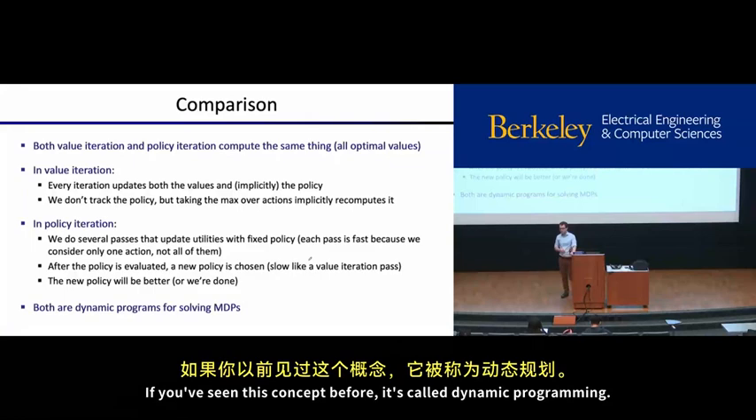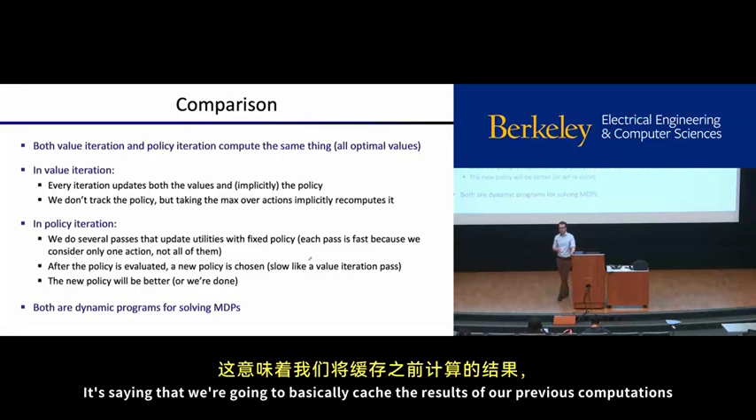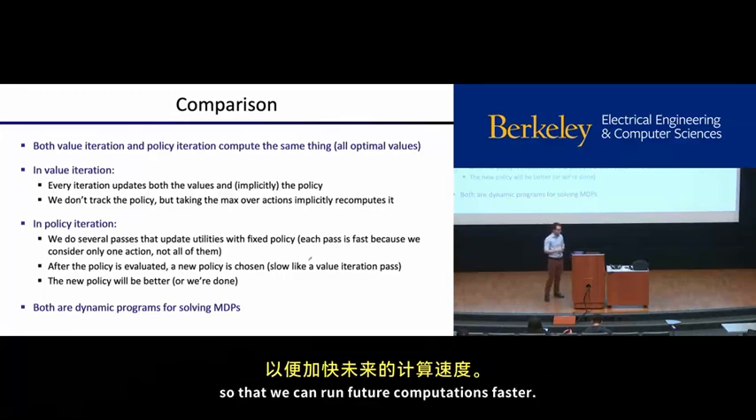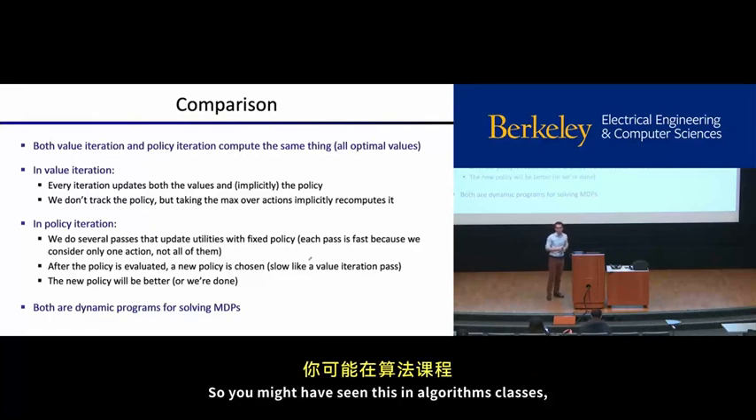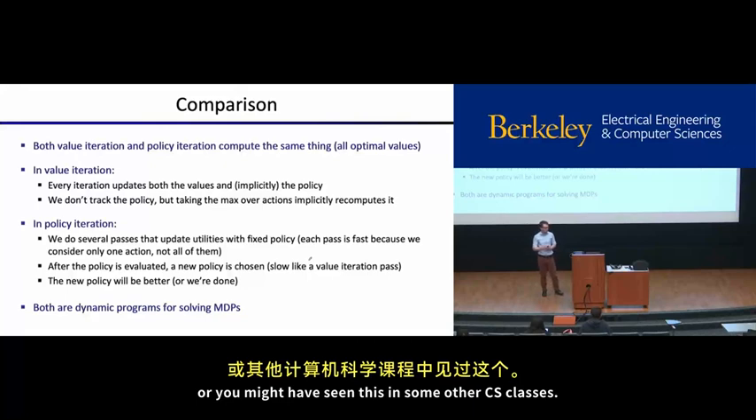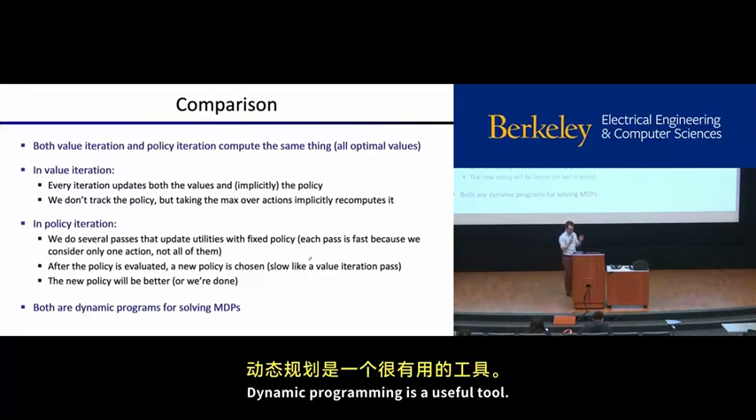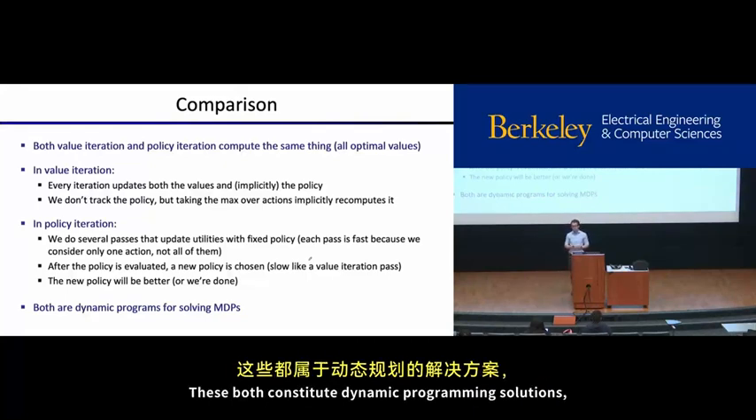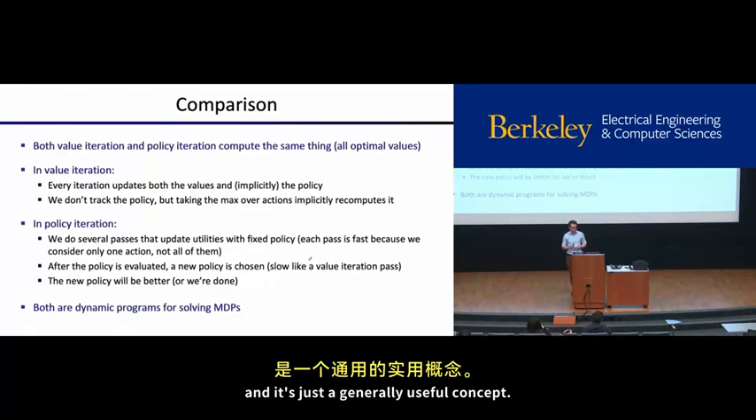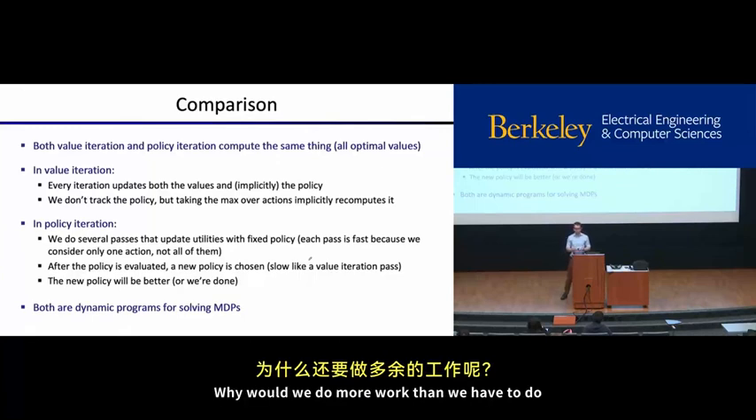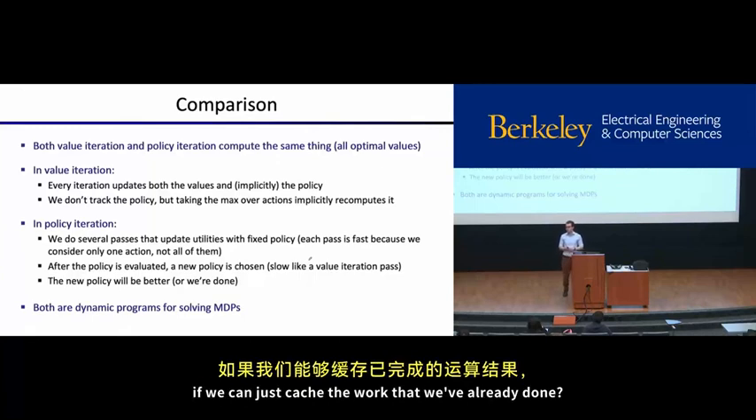If you've seen this concept before, it's called dynamic programming. It's saying that we're going to basically cache the results of our previous computations so that we can run future computations faster. So you might have seen this in algorithms classes, or in some other CS classes. Dynamic programming is a useful tool. These both constitute dynamic programming solutions, and it's just a generally useful concept. Why would we do more work than we have to do if we can just cache the work that we've already done?